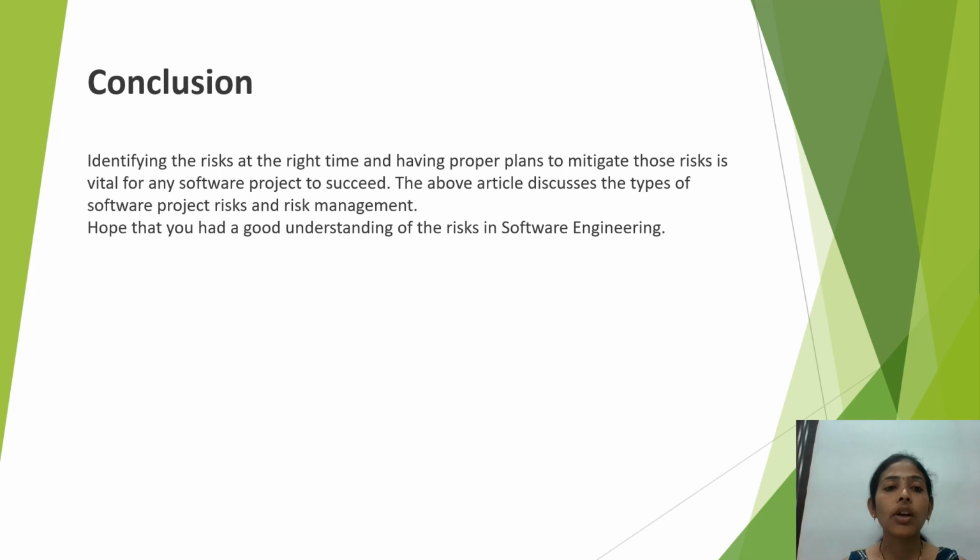Next, conclusion. Identifying the risk at the right time and having proper plans to mitigate those risks is vital for any software project to succeed. The above article discusses the types of software project risk and risk management. Hope that you had a good understanding of the risks in software engineering.